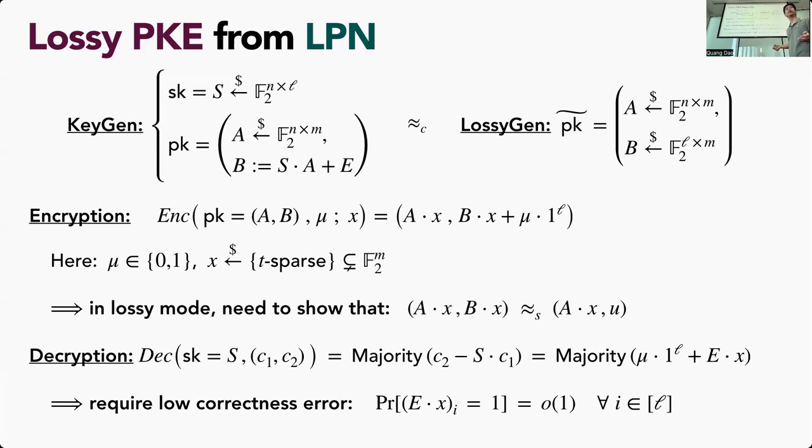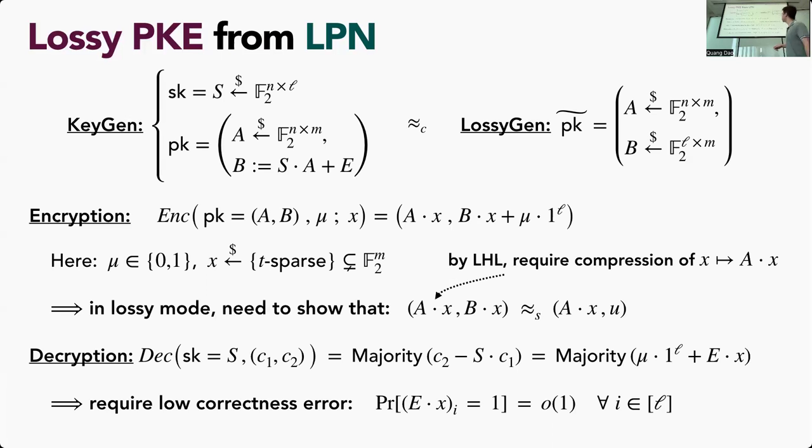For the decryption process, with the secret key S, you can now try to eliminate this A times X term, and then you just get the mu repetition coded, and then you have some noise. If the noise is not that much, you can take the majority, and then you will get your results with high probability. And how high is it? Well, we require that the error in this majority decoding is subconstant, or ideally like 1 over poly of the security parameter.